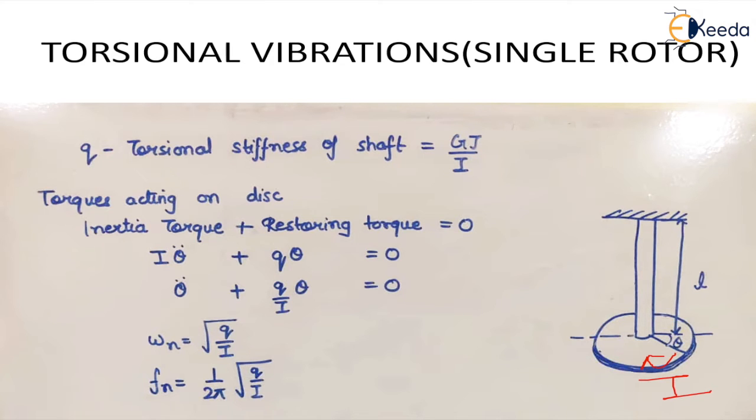It will perform torsional vibration. If we want to discuss torsional vibrations in the case of a single rotor, what will the equation of the natural frequency look like? That we'll see. There are certain terms that we need to know. The first is the moment of inertia, which we have already discussed. The second term is theta. So what is theta? The angular displacement of the disk from its equilibrium position.